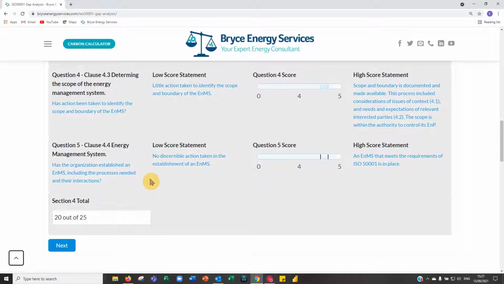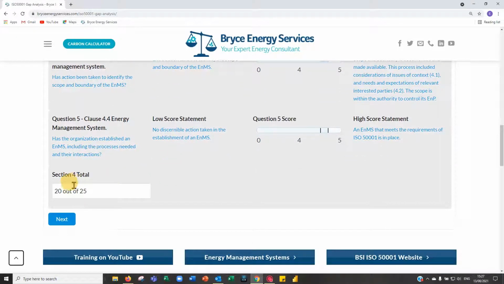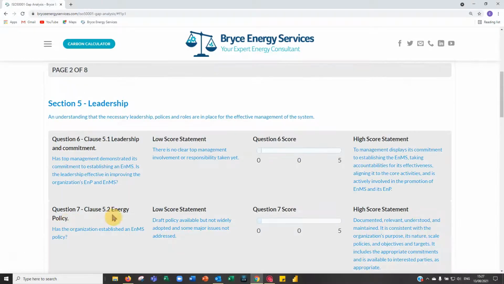The questions do take thinking about. If you're involved directly in these areas within your business, you should probably know fairly quickly, kind of feel for where you are in terms of 0 to 5. And then we just simply have a section total here. And then we move on to the next page.